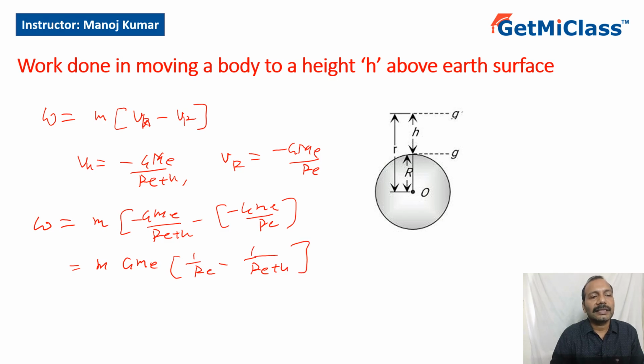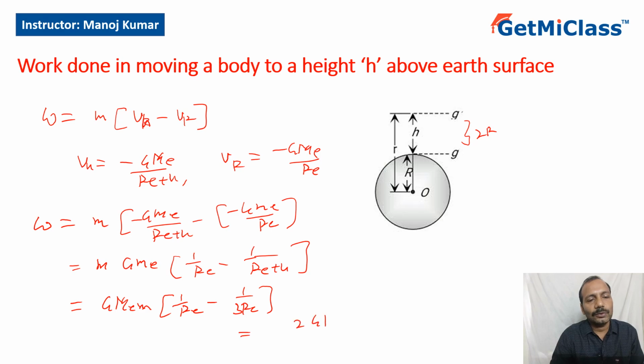Now let's take the value of height. So let's say I want to find the work required to take the body from the surface of Earth to a height 2R from the surface of Earth. So in that case, what will be the energy? GMem remains the same. Now this would be 1 by Re minus 1 by Re plus 2Re, which is 1 by 3Re. So that would be equal to, if I take 1 by 3Re outside, I'll be left with 2GMem by 3Re. This is the work required.